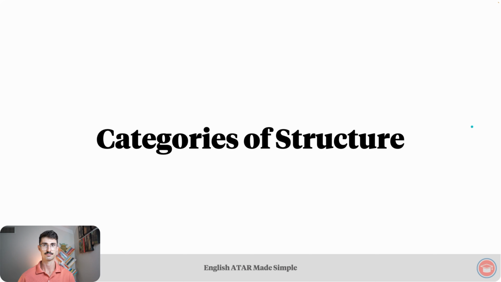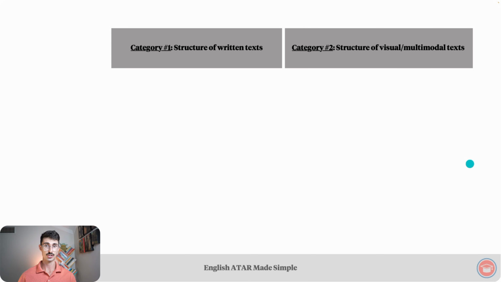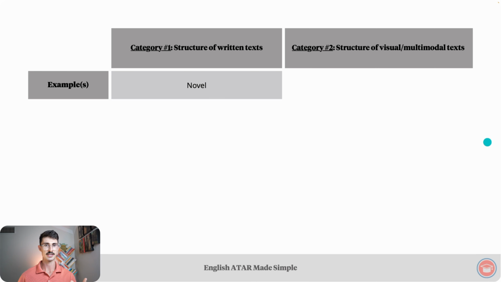Bear that in mind as we start looking at this next part of the lesson, which is categories of structure. I'll give you an overview of each category of structure and the subcategories, and then we'll go into more detail for each one. Category 1 is the structure of written text. Category 2 is the structure of visual and multimodal text. Example of a written text, a novel. Example of a visual text, a photograph. Example of a multimodal text, a film.